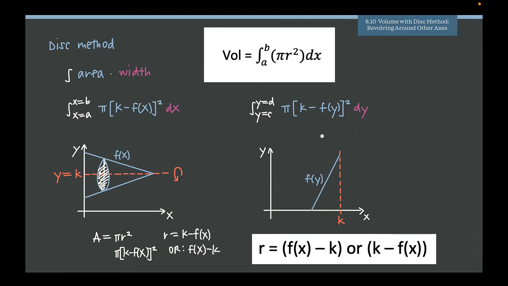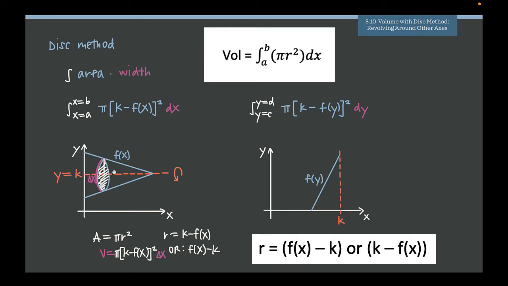Then all we want to do is give this disk a little bit of width. So we add a little bit of width to this disk to make it a three-dimensional volume, a very thin slice of volume. And that width we can indicate as delta x. So we multiply here by delta x in order to get the volume of this infinitely thin slice.